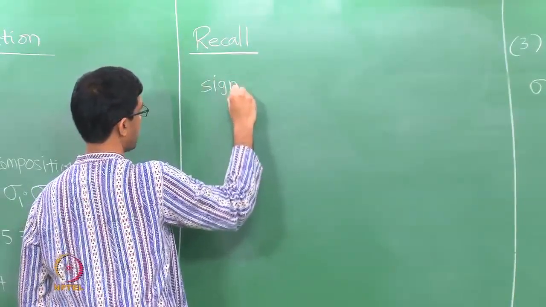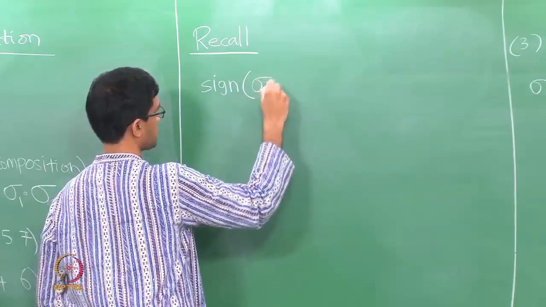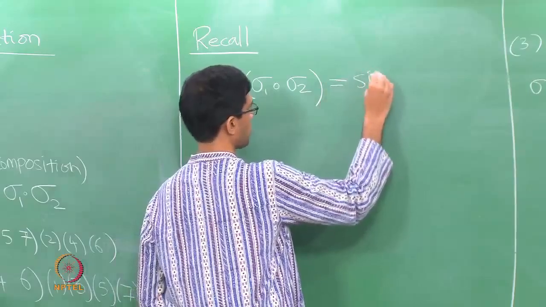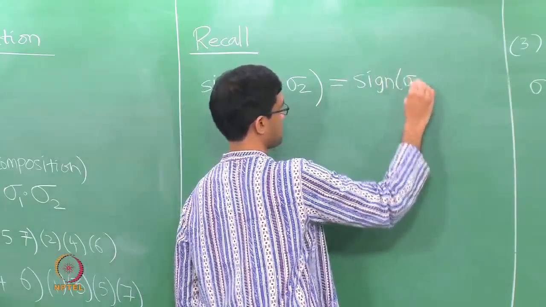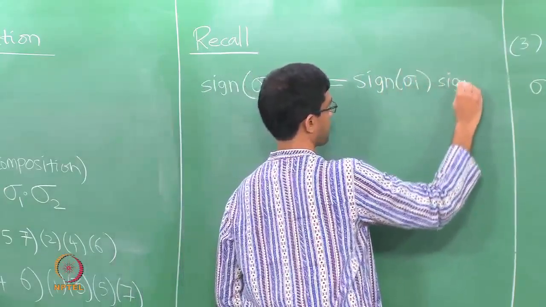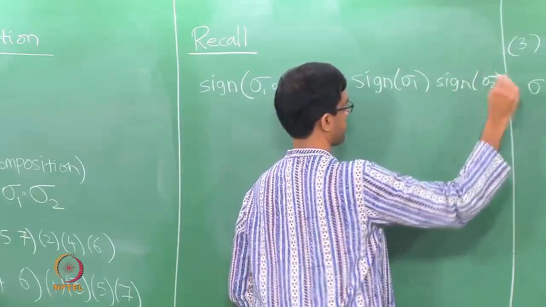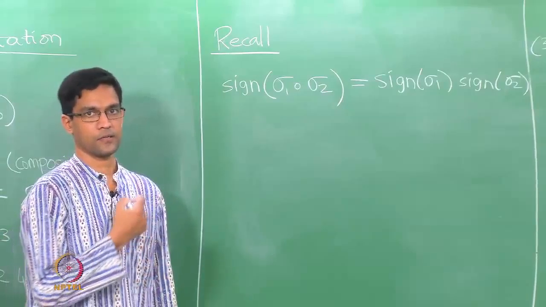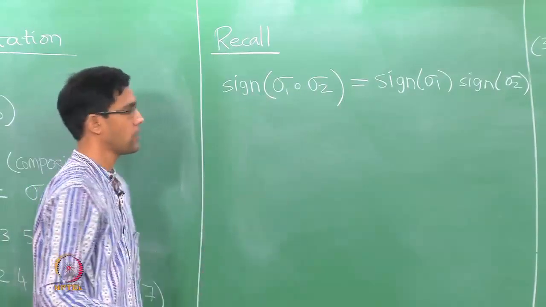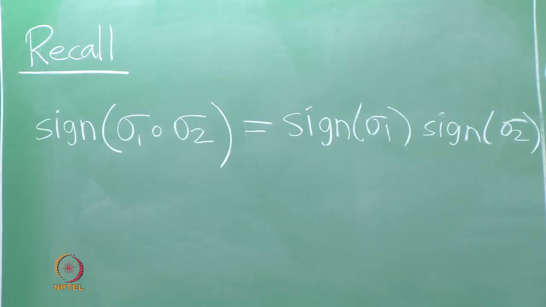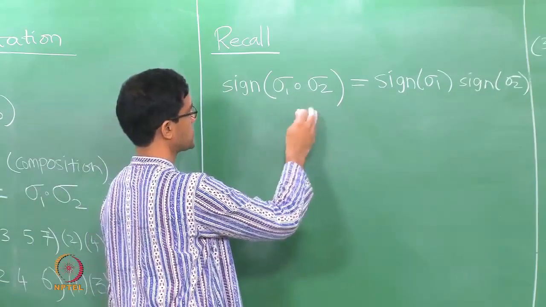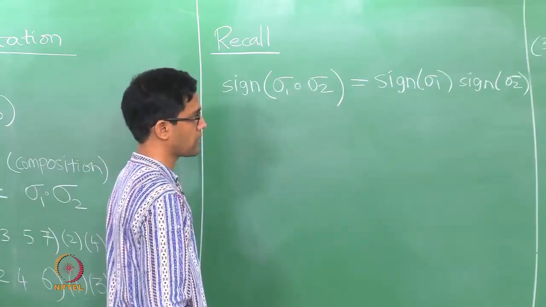the sign function is really multiplicative with respect to composition. So if I had sigma 1 composed with sigma 2, the sign of the composition is just the product of the two signs. This is really the important reason why compositions are especially suited when you want to try and understand signs. If you can write your original permutation as a composition, then the sign is just a product of the signs of the individual constituents.